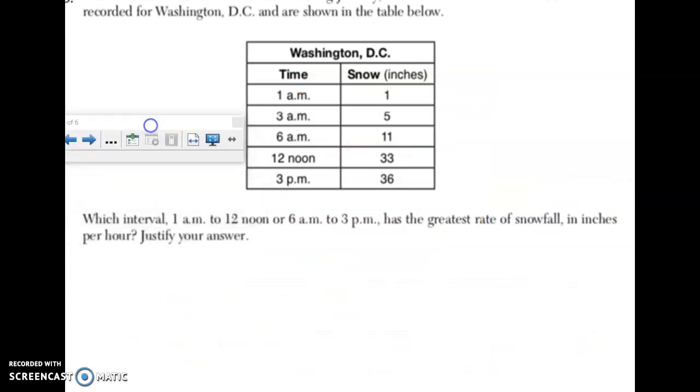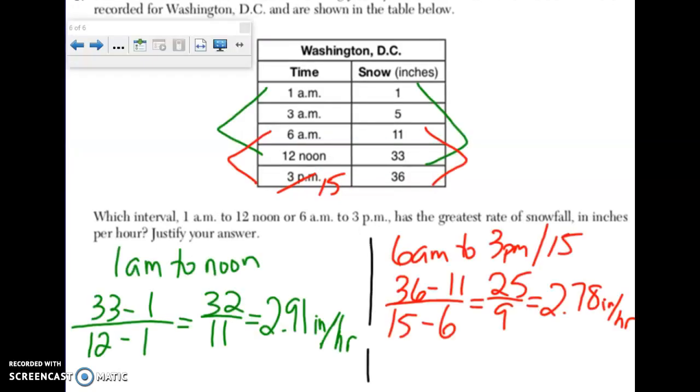All right, last question. We're going a little bit long here, out of time. I just wanted to show you that if we did this, you'd have to change 3 p.m. to 15 because we'd have to base it on military time. It wouldn't make any sense if we didn't. I ran out of time, but there's the work. Feel free to pause the video to get anything of that down and let me know if you have any questions in class.